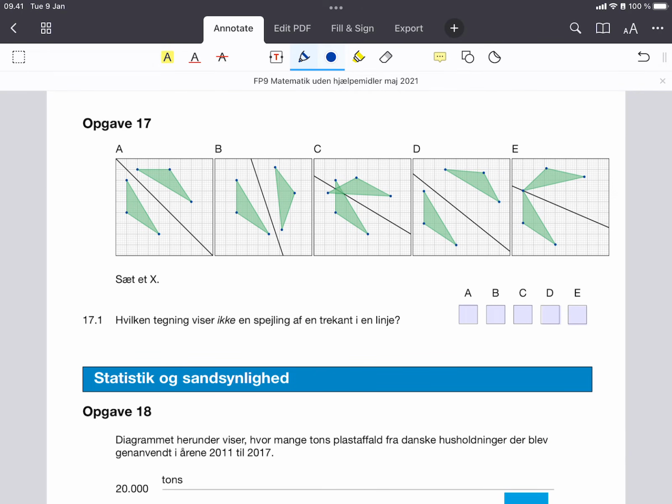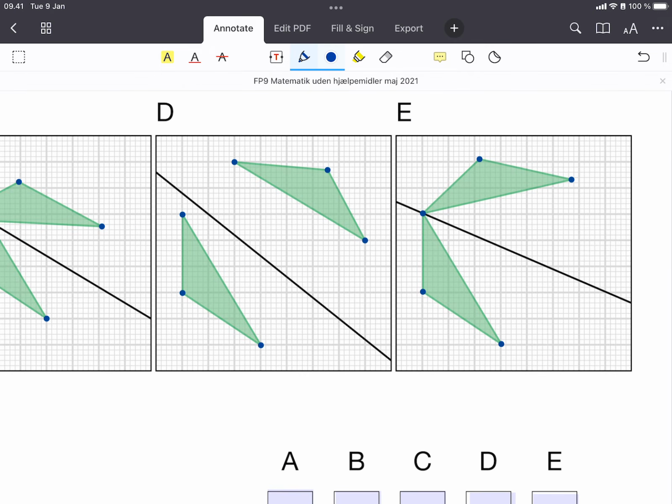Which drawing does not show a reflection of a triangle in a line? Okay, so in a reflection, if you join the corresponding points like that, then the lines you draw should cross the mirror line at 90 degrees, which makes sense.